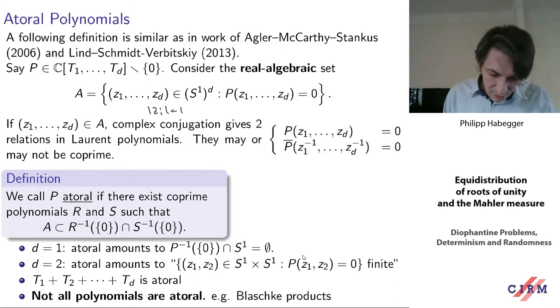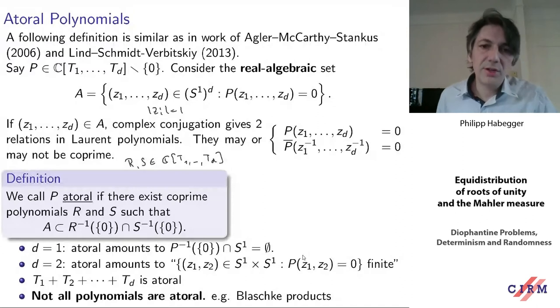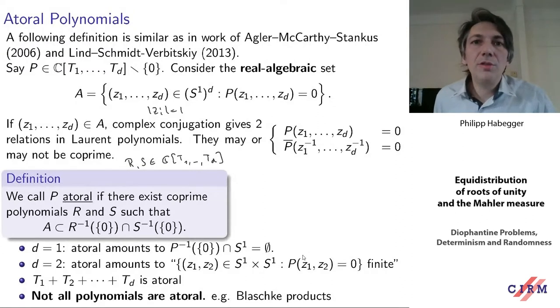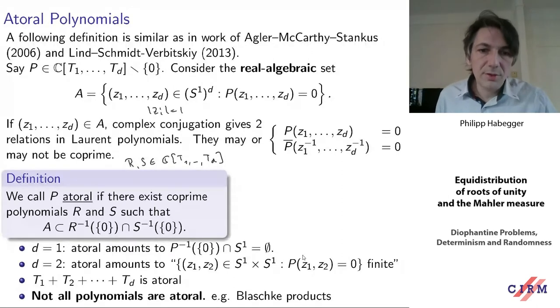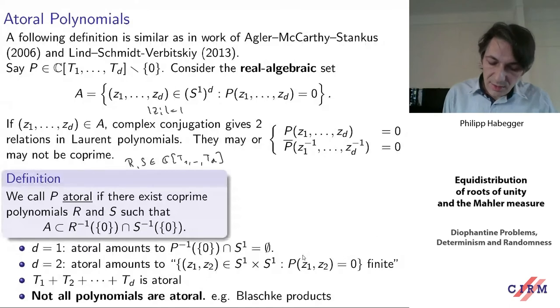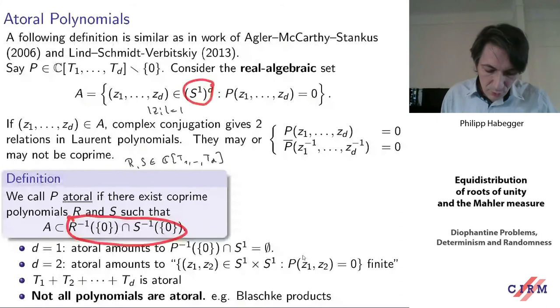So R and S are allowed to have complex coefficients again, or if we're working over some smaller field, then we'll ask the coefficients to be in the smaller field. Coprime, they induce different relations, and we want the common set of zeros of P on the D torus to be contained in the common zeros of R and S, right? That's what we want.